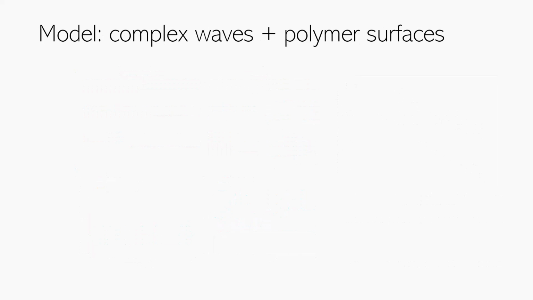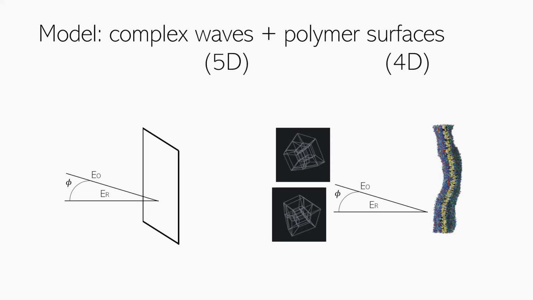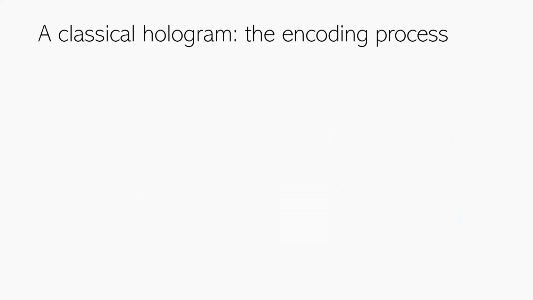So we'll be modeling complex waves impinging on polymer surfaces. But rather than 3-dimensional complex waves impinging on 2-dimensional surfaces, we'll be modeling 5-dimensional complex waves impinging on 4-dimensional surfaces. And that means we'll encode and project information in accordance with the holographic principle. So we'll start with a classical hologram, and we'll just go over the mathematics describing how a classical hologram works.